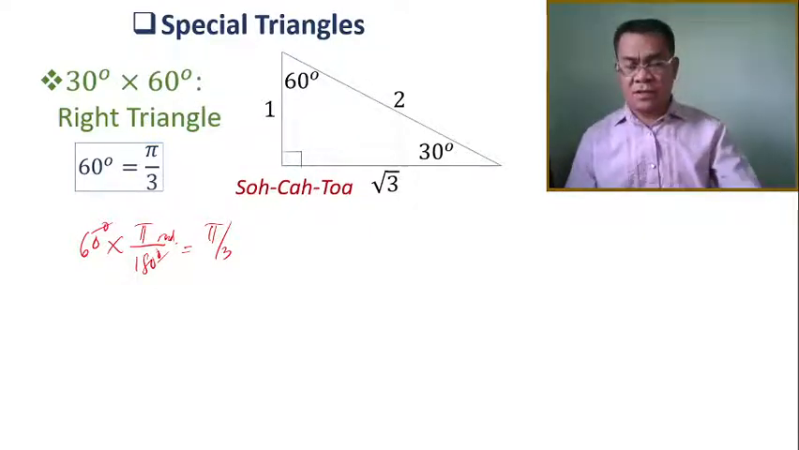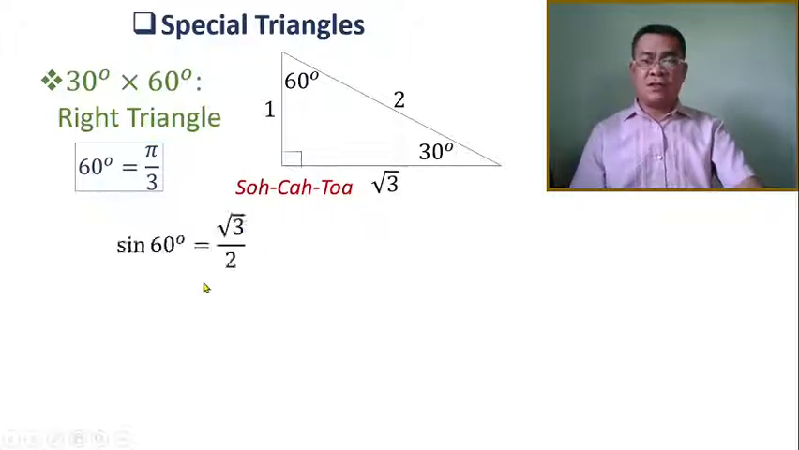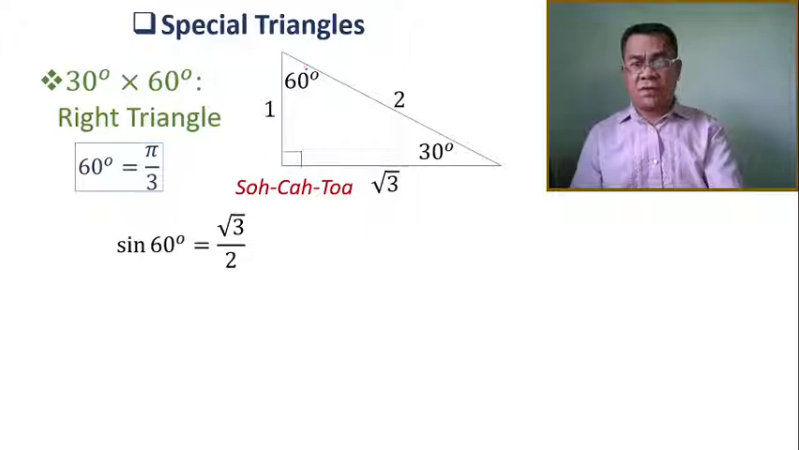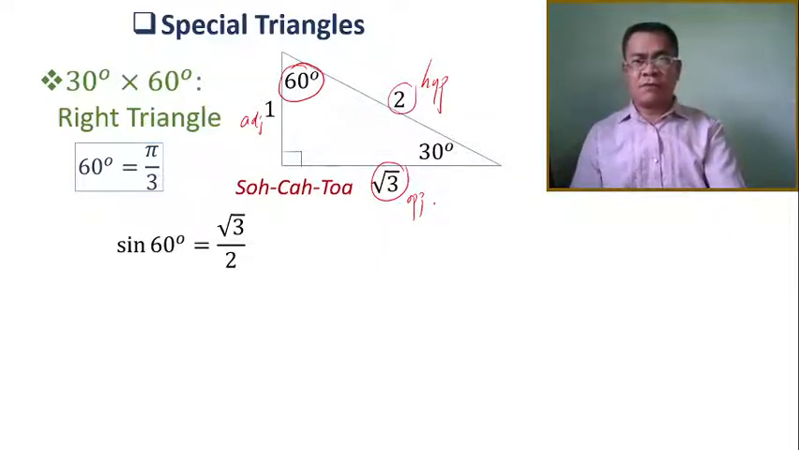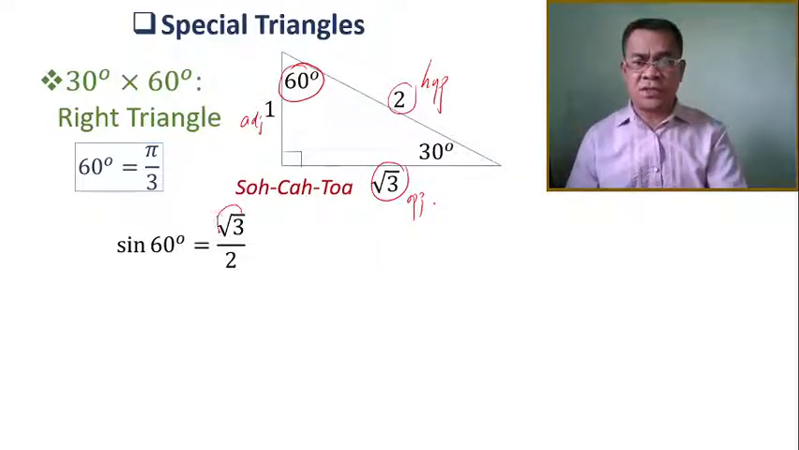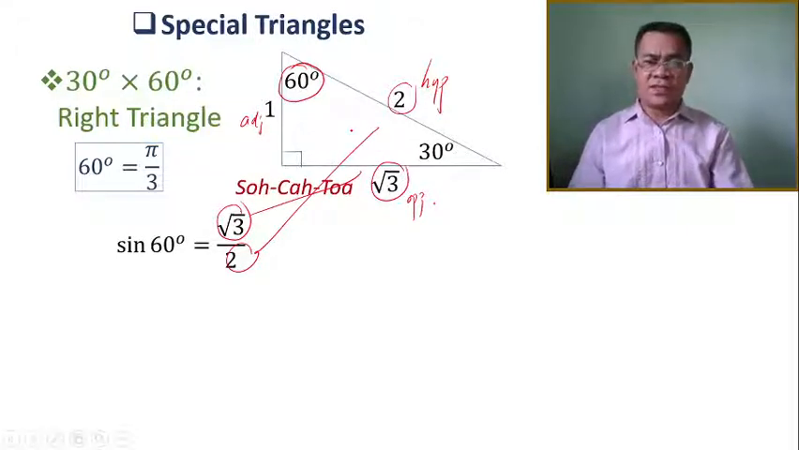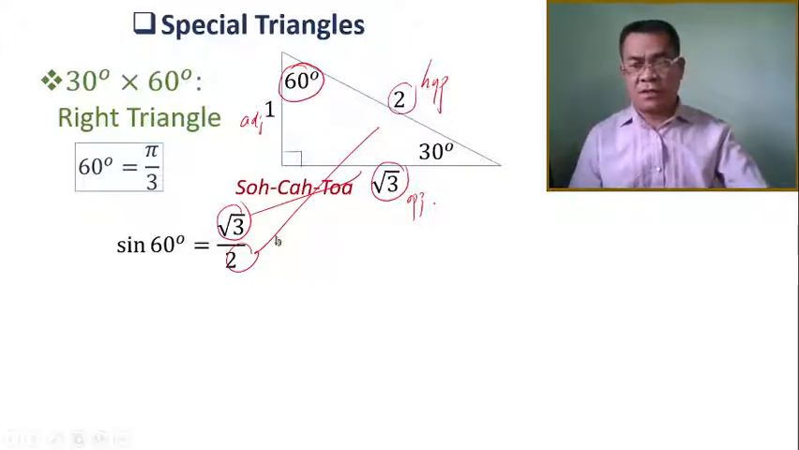Okay, so with that, we can calculate the sine of the 60 degrees. This is our angle, so therefore 1 is our adjacent side, and square root of 3 is our opposite side. Again, this is our hypotenuse. So SOHCAHTOA again, for the sine is opposite, which is square root of 3, and our hypotenuse is 2. So therefore, the sine of 60 degrees is square root of 3 over 2.